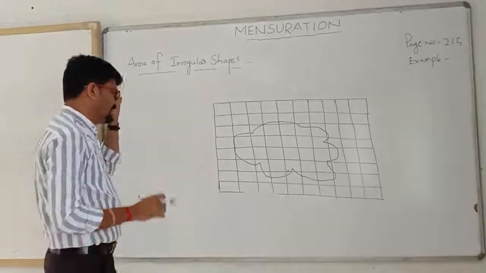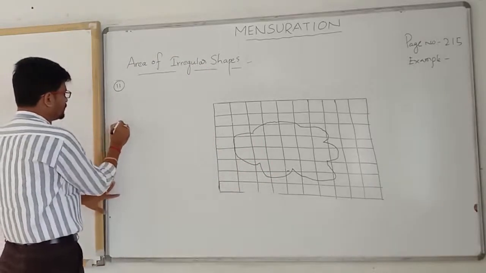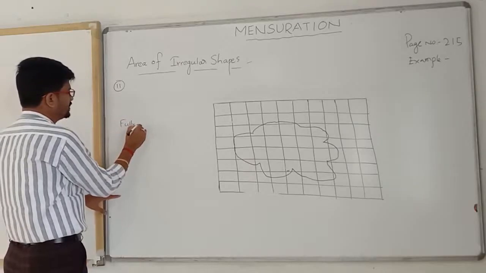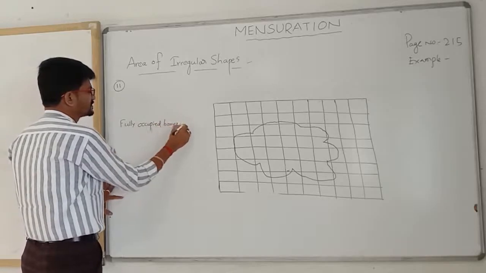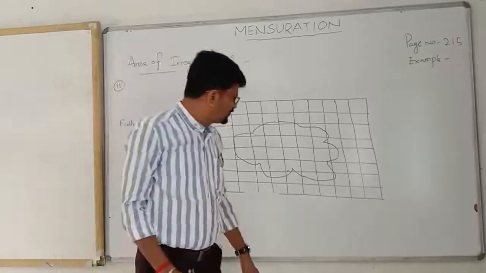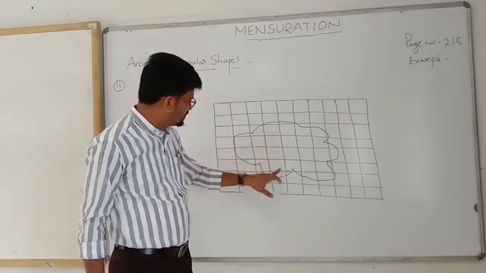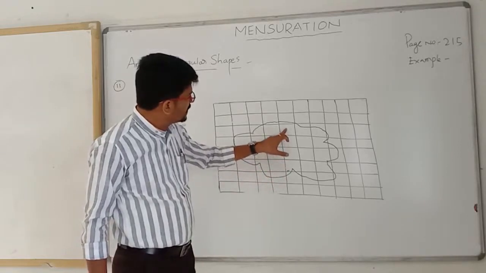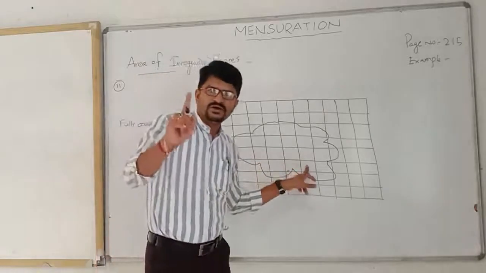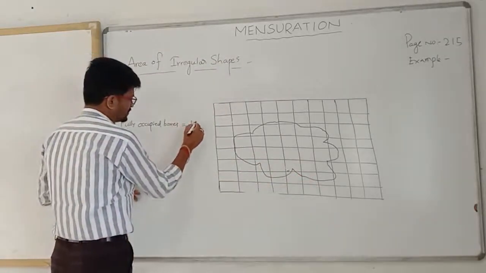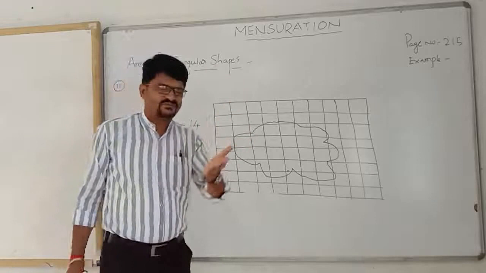Now here we first need to find the area of this figure. First, fully occupied boxes. How many fully occupied boxes are there? 1, 2, 3, 4, 5, 6, 7, 8, 9, 10, 11, 12, 13, 14. Am I right? Fully occupied boxes are 14.